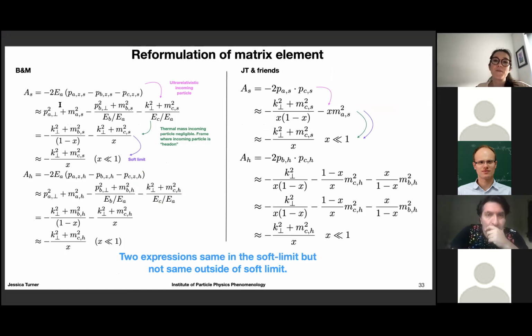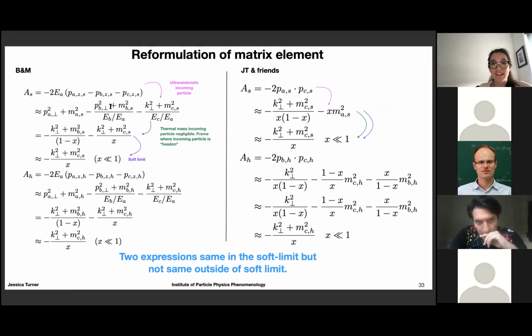Okay, so I would say this calculation is inspired by the Bodeker and Moore 2017 calculation, but there are some important deviations. So first of all, we don't use the same A_S and A_H. So just to recap, their A_S is essentially the denominator of a propagator in the Z direction.